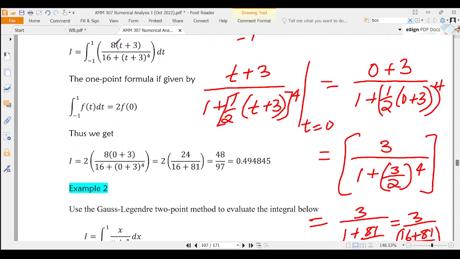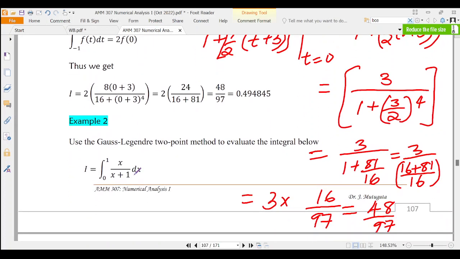So we say that we have 8 times 0 plus 3. Then the denominator is 16 plus 0 plus 3 raised to the power 4. And we get the numerator here is 24. The denominator is 97. Then we multiply by 2. We get 48 over 97.